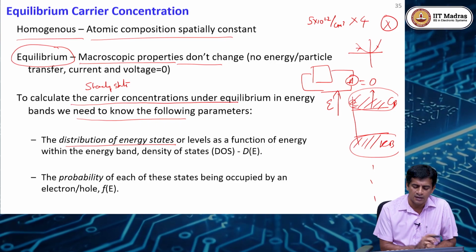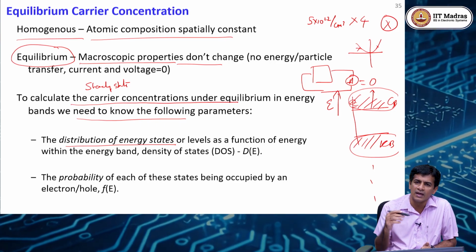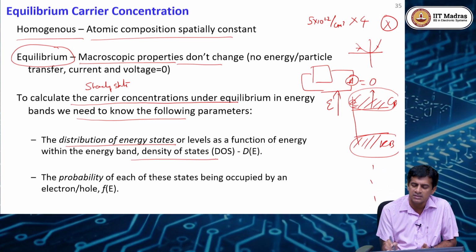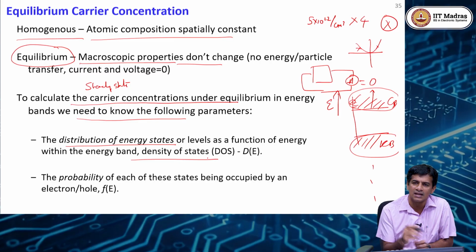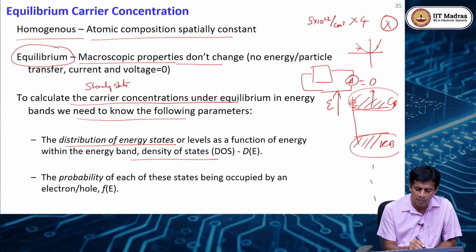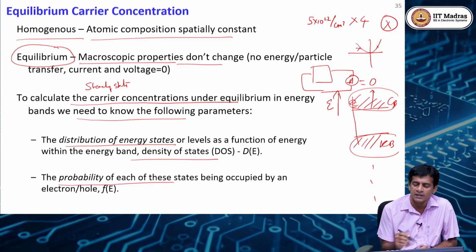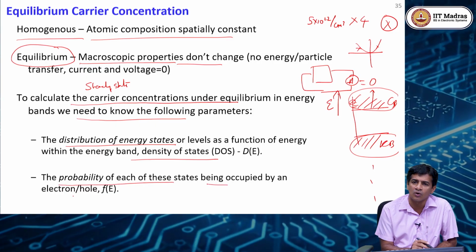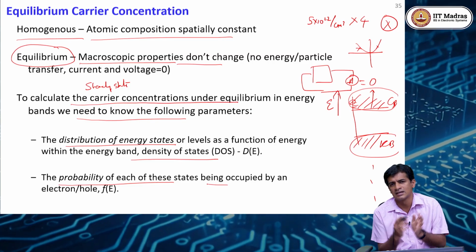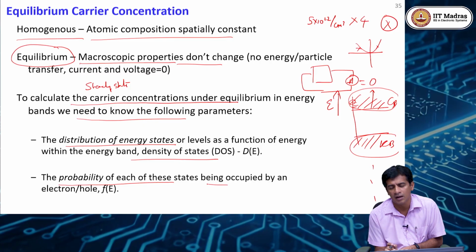One, we need the information about the available energy states. This has a technical term, it is known as density of states, the density of available states. The other thing is the probability of each of these states being occupied by an electron or a hole. So essentially we need these two quantities.